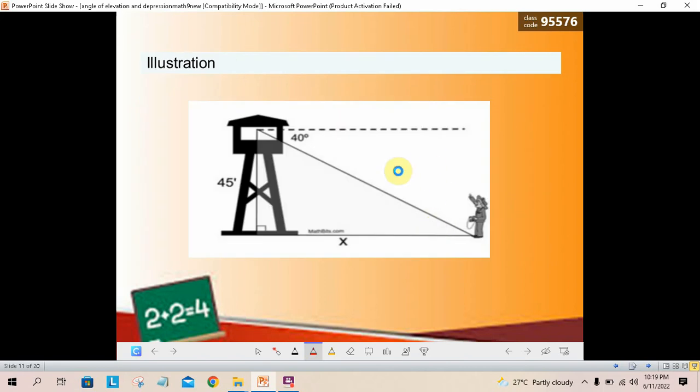Okay, you have here, this is a tower, right? And you have here 40 degrees. This 40 degrees is angle of depression. And this 45 feet is the height of the tower. And this one, X, what is X?